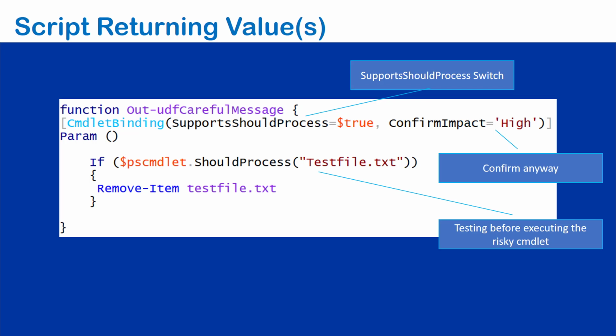Now for the Confirm, we wanted to make sure that whether or not you pass the Confirm parameter, we want this to prompt you. We want this function to always prompt you and confirm you really want to do this. And we can do that by saying ConfirmImpact equal High as one of the CmdletBinding parameters.